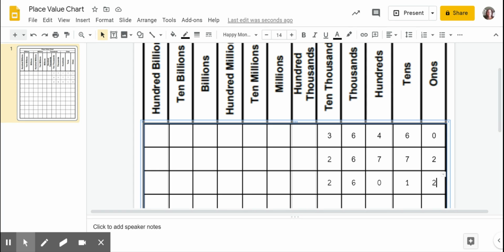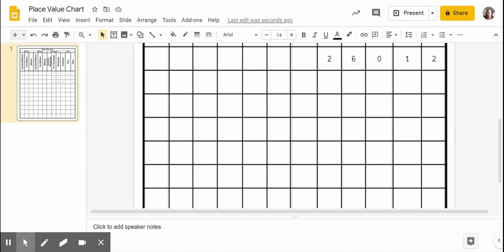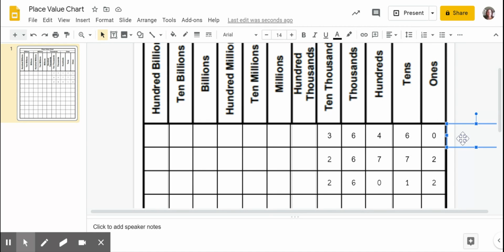I always start on the left to compare. So I'm starting with the 10,000s place. 3 10,000s is greater than 2 10,000s. And that makes this our greatest number.